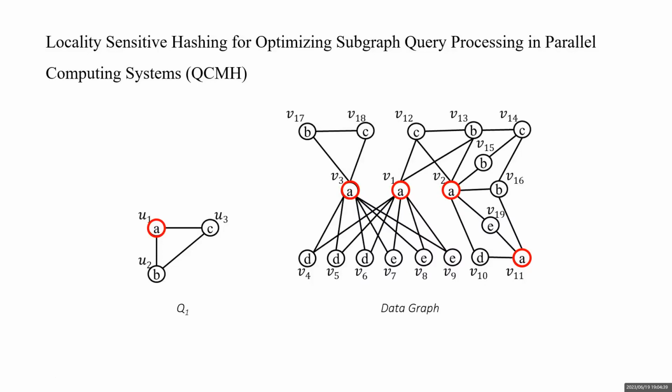First, let us consider the example query Q1. Vertices V1 and V2 in data graph are two matching candidates of query vertex U1. Traditionally, V1 and V2 may be assigned to different tasks in different workers, causing unnecessary redundancy. But with our proposed locality sensitive hashing technique, QCMH, we can ensure that V1 and V2 are assigned to the same worker, merging their tasks and reducing redundancies.